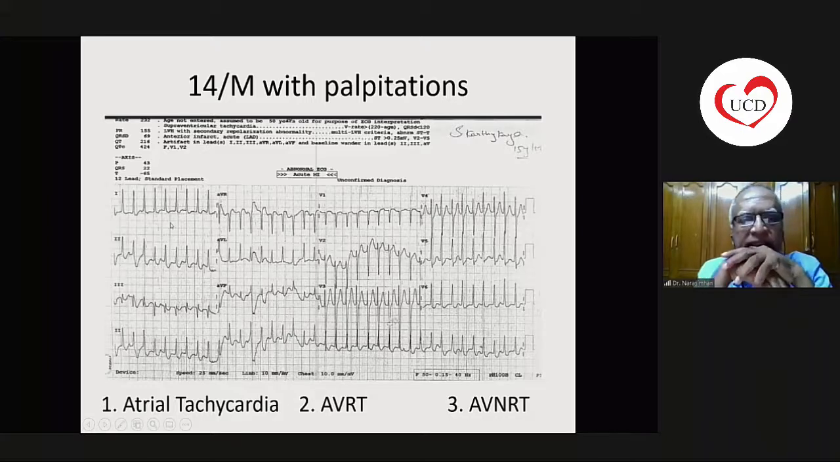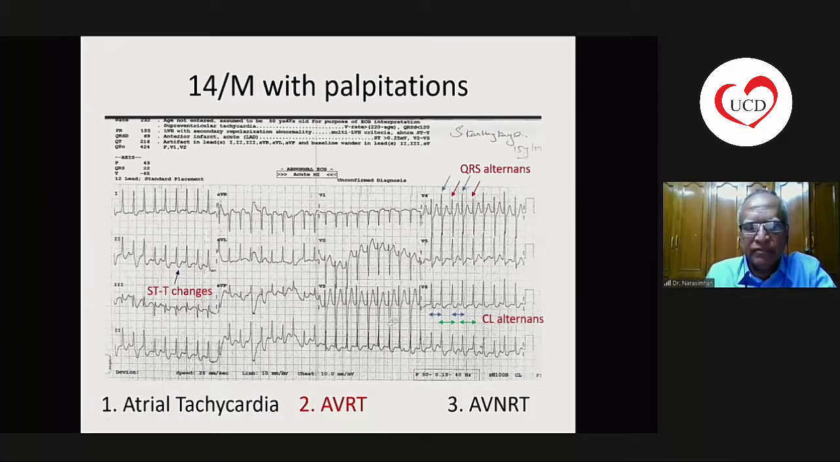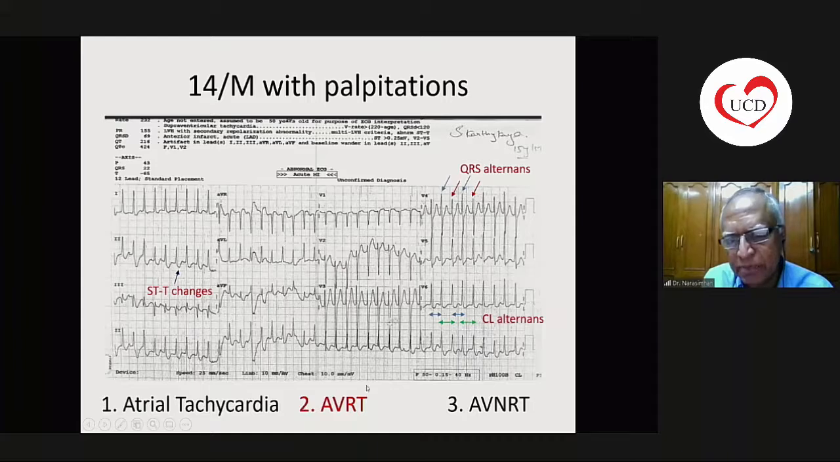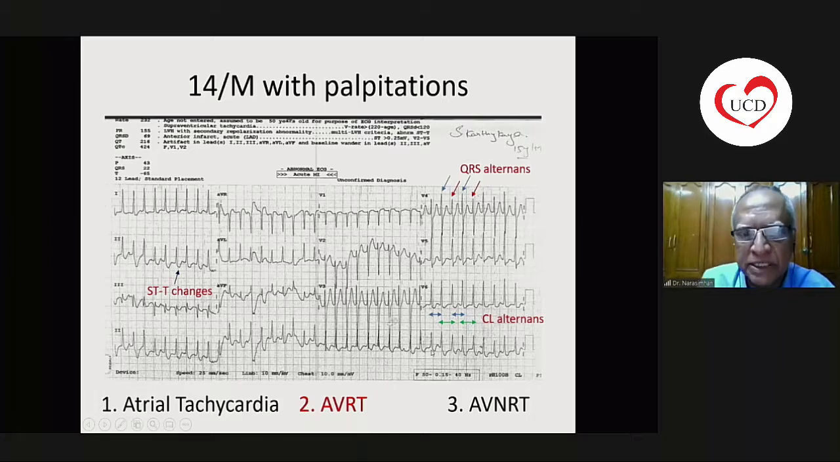So, narrow QRS regular tachycardia, rate of about 230. And again, to emphasize, when you look at it carefully, this patient has significant ST-T changes, QRS alternans, and cycle length alternans. Now, all these things put together make it more likely to be accessory pathway mediated tachycardia. And accessory pathway mediated tachycardia, when the rates are more than 240, 250, carries a significant risk, and this patient would probably benefit from a definitive therapy.